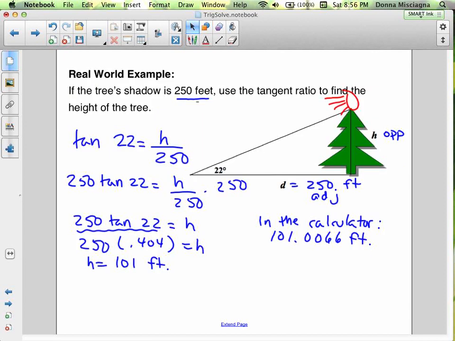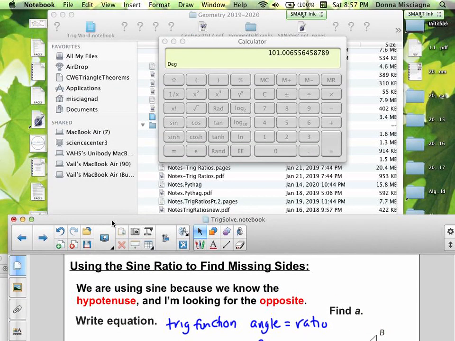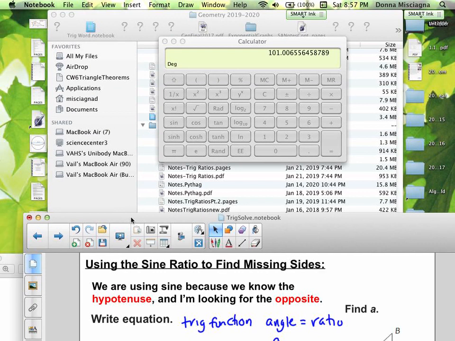I cannot find my cursor. Okay. There we go. I guess I just have to hit the smartboard to find it.